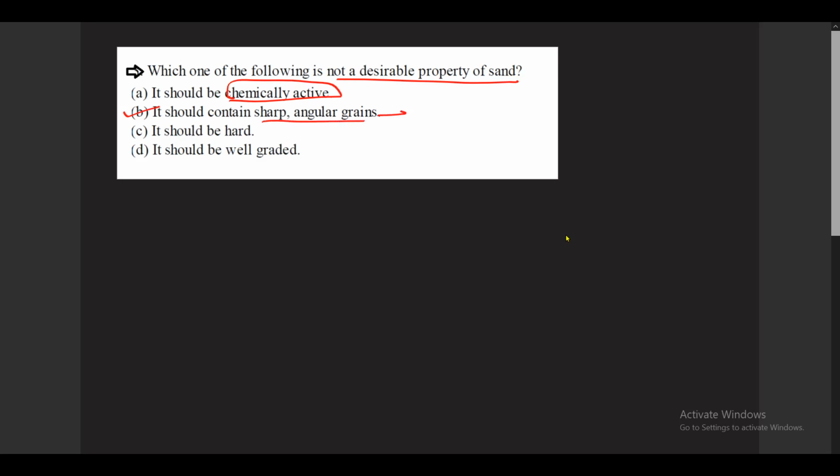The next one is it should be hard. Correct, that should be hard. That's why the artificial sand, if you see, is actually manufactured from granite and basalt. Now the next option, it should be well graded. Obviously, that's why there will be good compaction. So the correct option here is option A. And what is that option? Option A, it should be chemically active, is not a desirable property of sand.